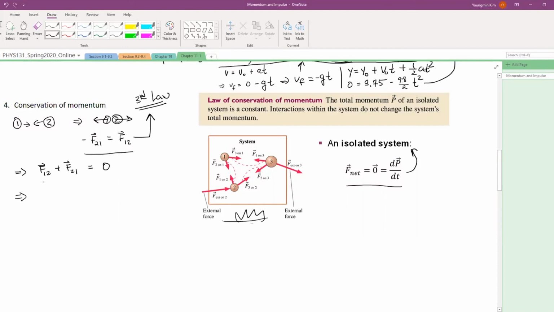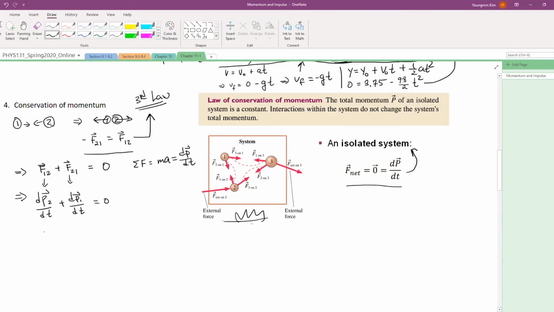Now, we're going to write the forces in terms of momentum. Remember the definition of momentum p equals mv, and that force we wrote as change of momentum in time. Meaning that for individual forces, you can also write this, and this is of forces acting on particle 2, so this would be change of momentum of particle 2 in time, plus change of momentum of particle 1 in time, and that is equal to 0.